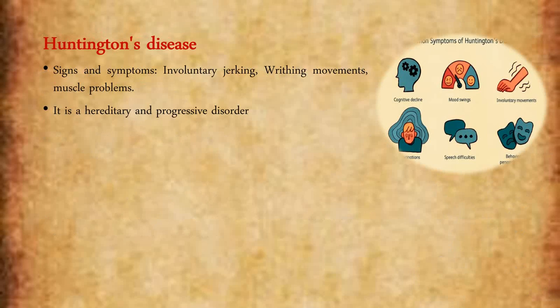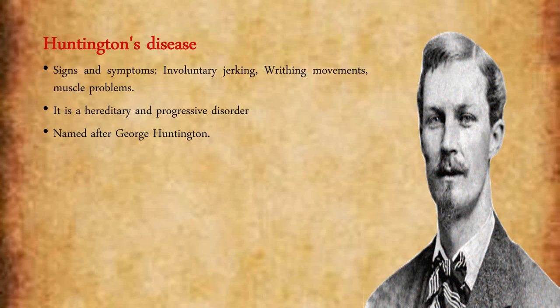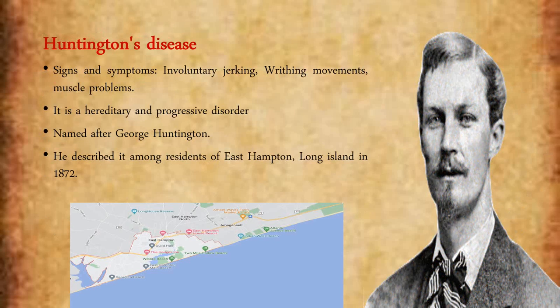Huntington's disease, or Huntington chorea. Signs and symptoms: involuntary jerking, breathing movement, muscle problems. It is a hereditary and progressive disorder named after George Huntington, who described it among the residents of East Hampton, Long Island in 1872.